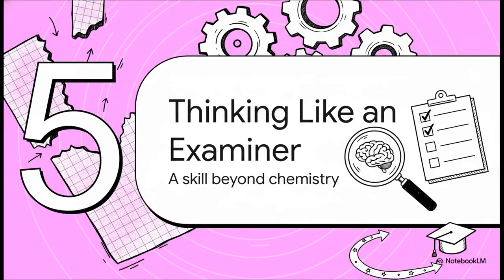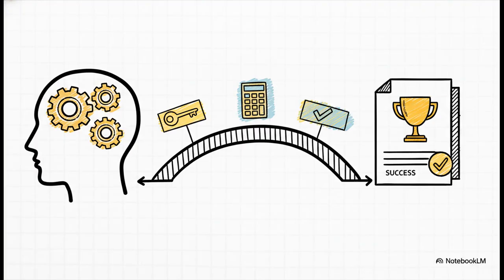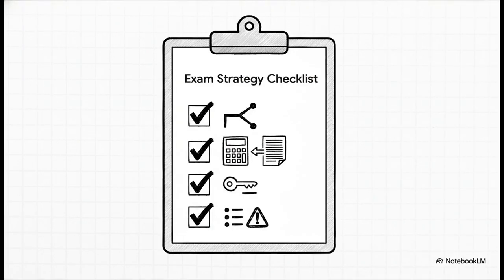So, what's the big takeaway from all this? By really deconstructing this paper, we've learned to start thinking less like a student and a little more like an examiner. And trust me, that's a skill that is useful far beyond the exam hall. Because what we've really seen here is that success isn't just about having all the knowledge packed away in your head. It's about how you communicate that knowledge, clearly, precisely, and according to the specific rules of whatever game you're playing. So let's wrap this up with a final strategy checklist.